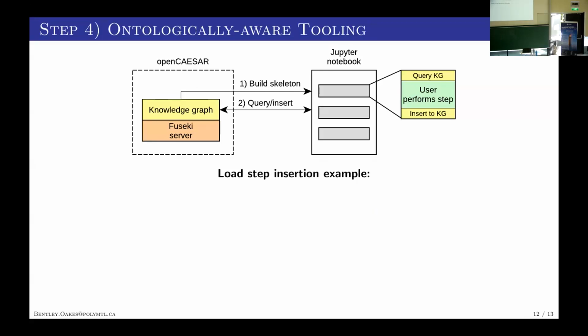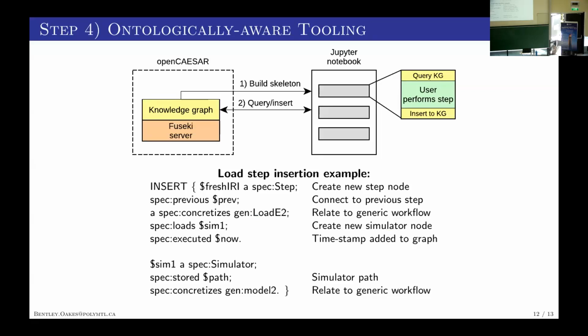So just to show, again, I don't want to show the Jupyter Notebook itself because it needs further development, but just to show a flavor of what we're actually storing in the knowledge graph. This would be in a load step when you actually need to load a model. We want to create a new step node, connect to the previous step related to our workflow, create a simulator, add a time step, have a path to the simulator, and again, to the generic workflow. So it's a lot of technical, detailed traceability information that we want to have automatically in the Jupyter Notebook, so they don't have to worry about this, but we're keeping that traceability for them.